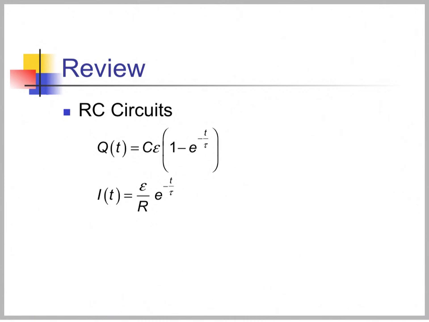So let's review what we talked about today. We talked about RC circuits and how they work. We said for a circuit charging, Q increases exponentially and the current decreases exponentially. Then of course we just talked about electrical safety and some electrical devices that you should know.